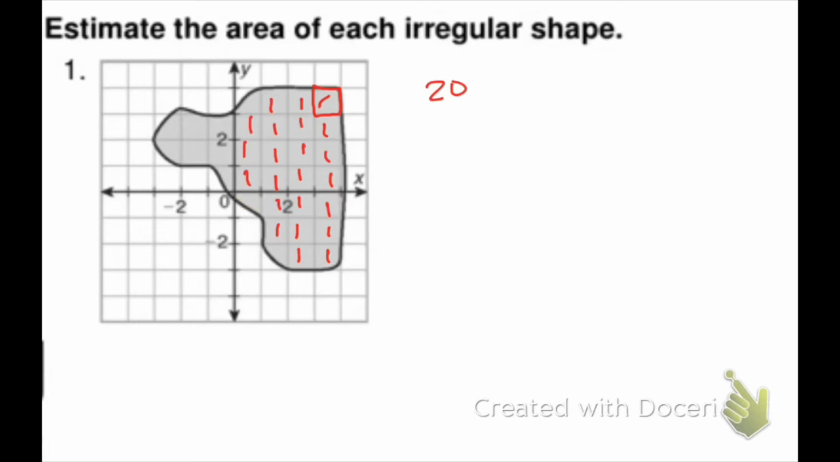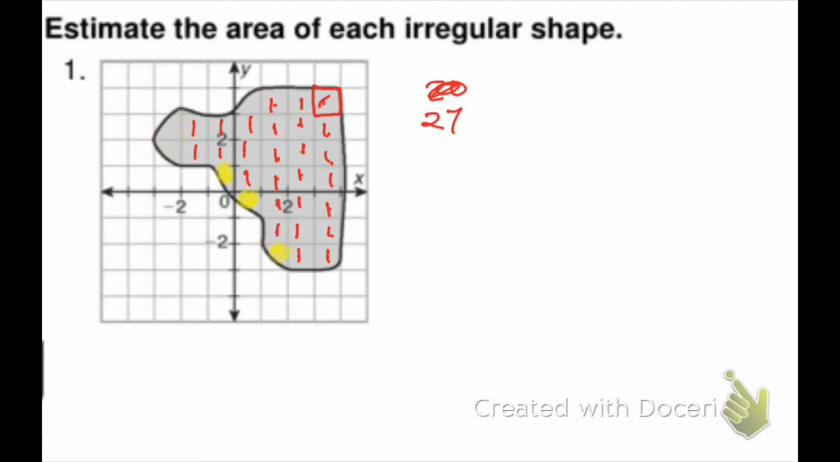21, 22, 23. I'm not going to count this one. So I have this one, and this one to come back to. Lost count. 1, 2, 3, 4, 5, 6, 7, 8, 9, 10, 13, 14, 15, 16, 17, 18, 19, 20, 21, 22, 23, 24, 25, 26, 27. So we're at 27 right now, and I haven't counted those highlighted squares.